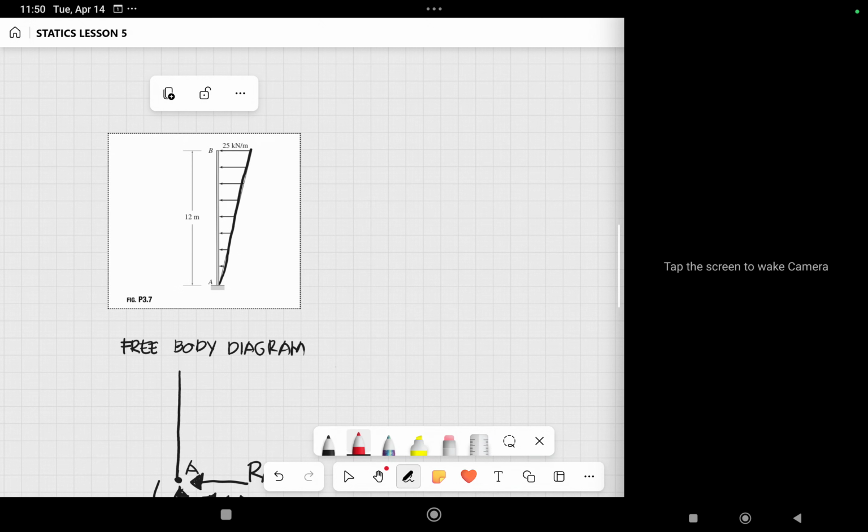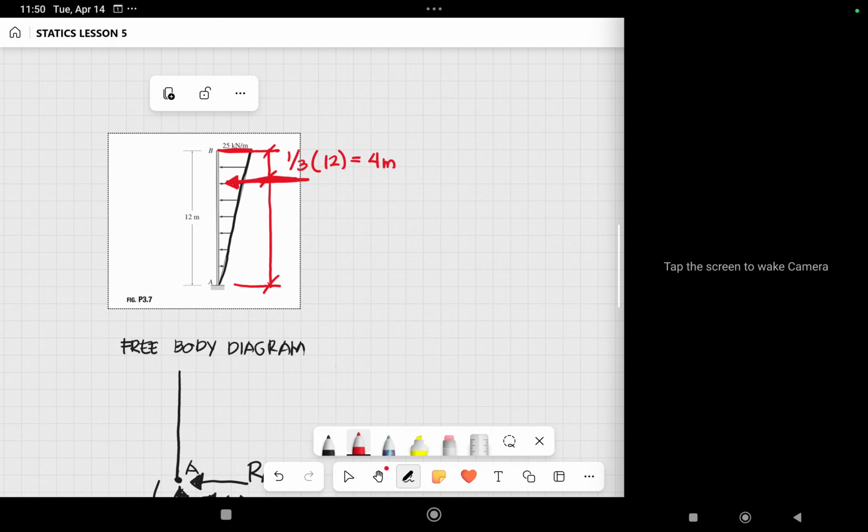So, alam natin that the triangular, mag-a-act siya, yung kanyang equivalent resultant force, malapit dun sa highest intensity, or yung pinakamataas na height niya, which is 25. That is 1/3 of its length. Okay, that is 1/3 of 12, that is 4 meters.